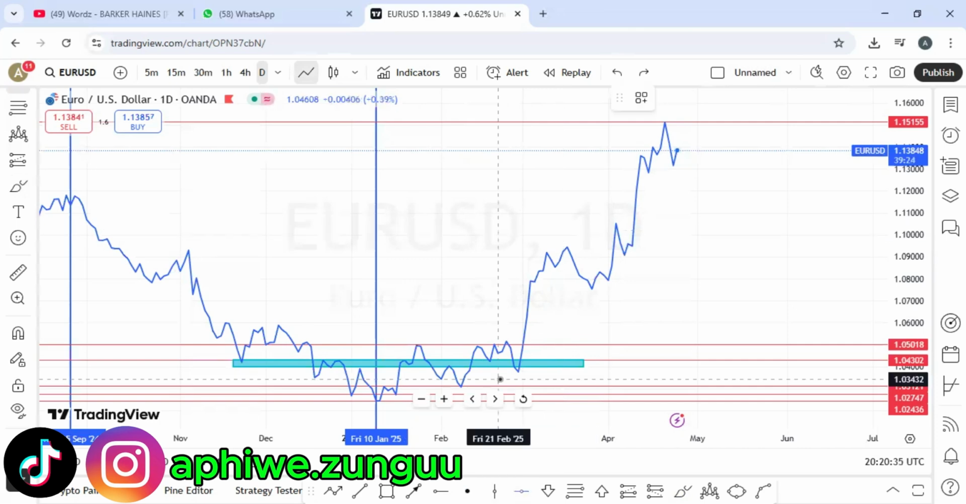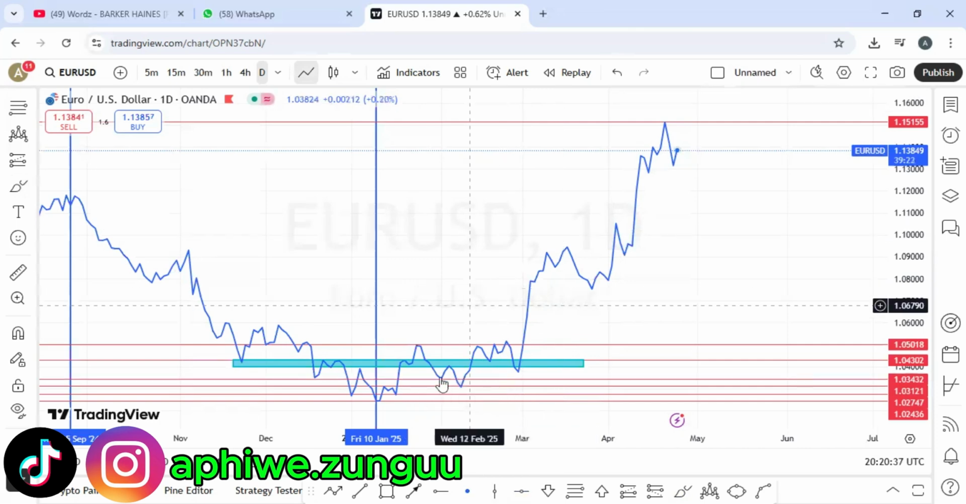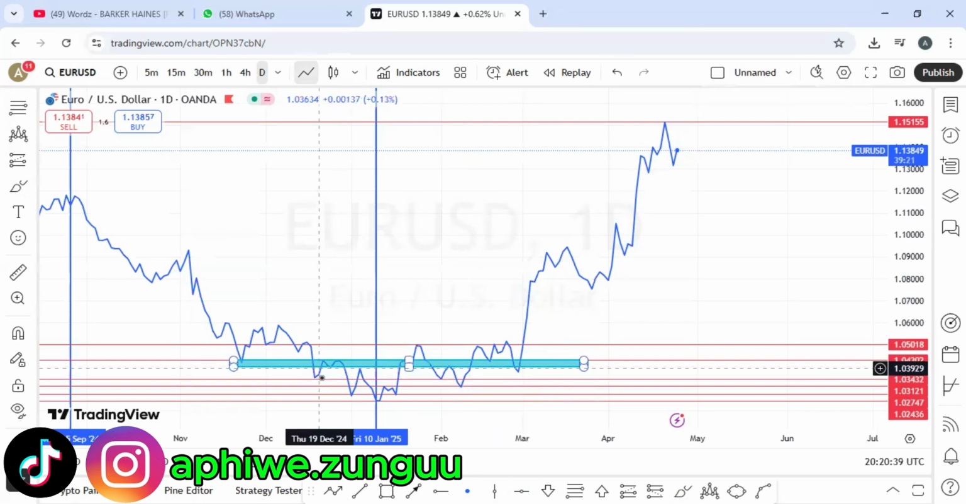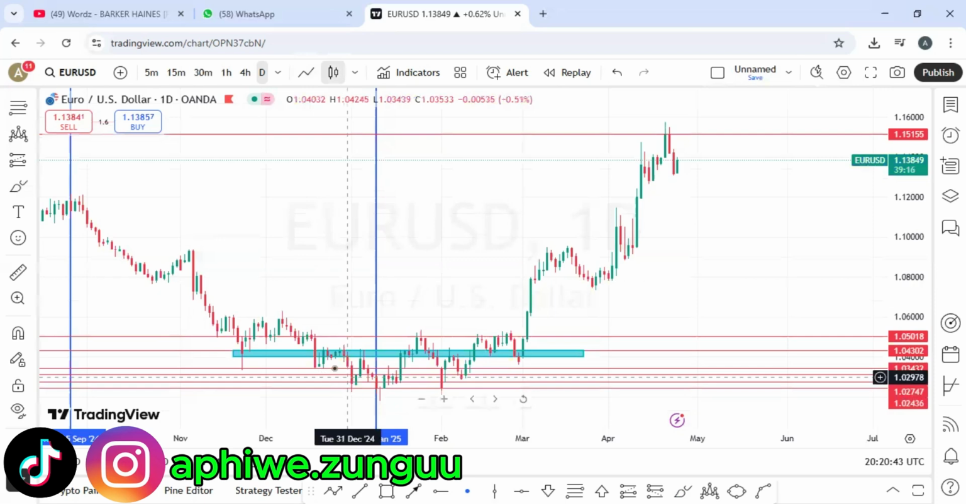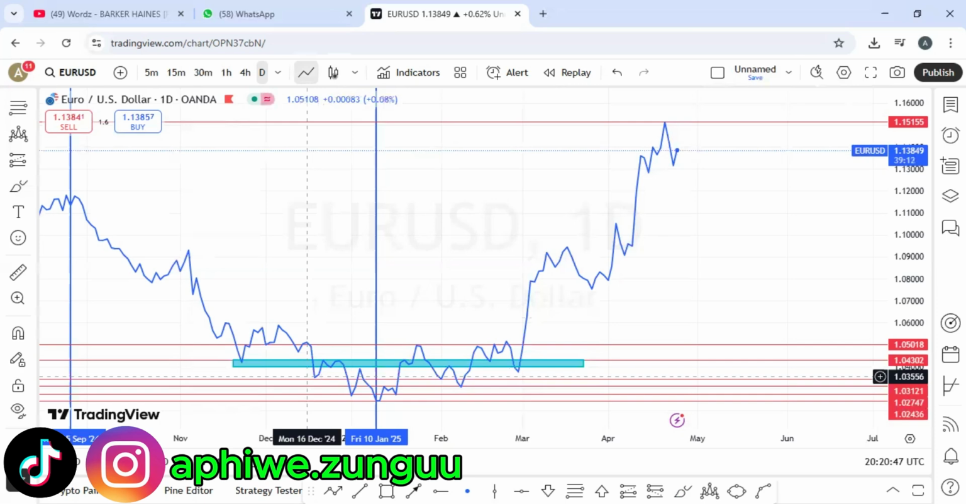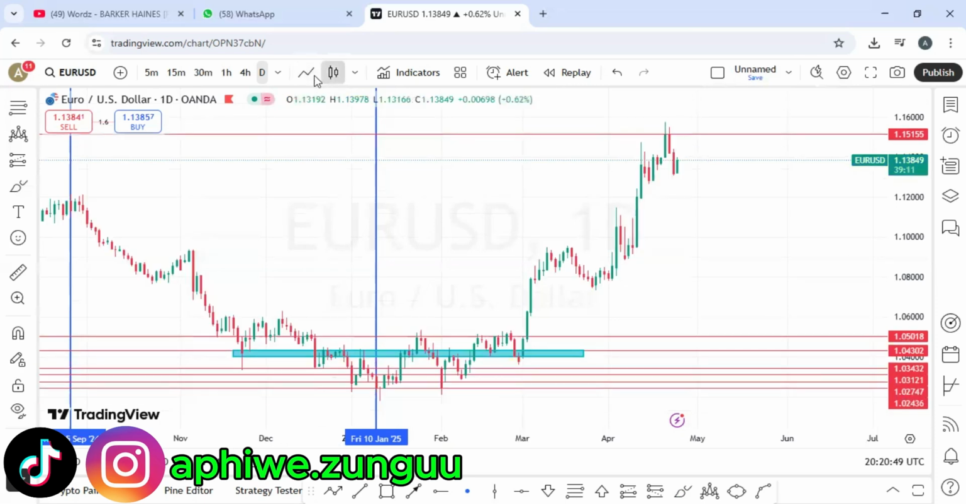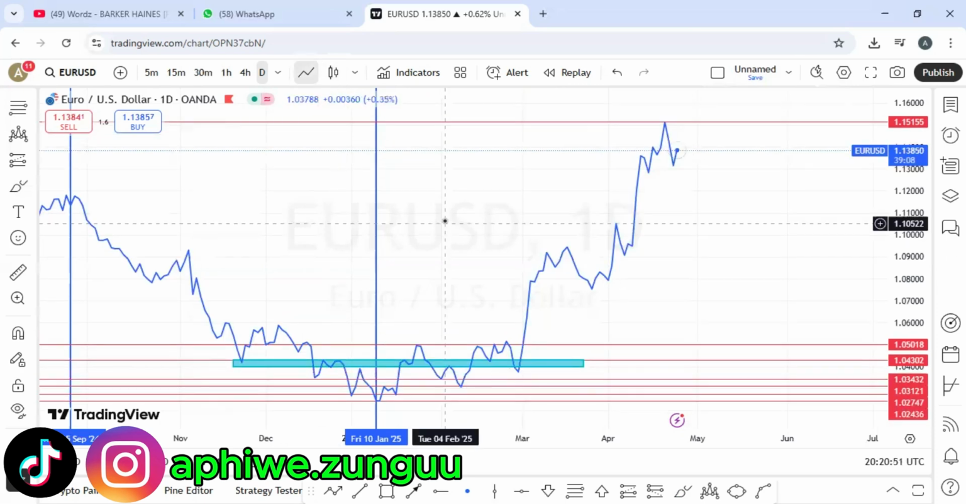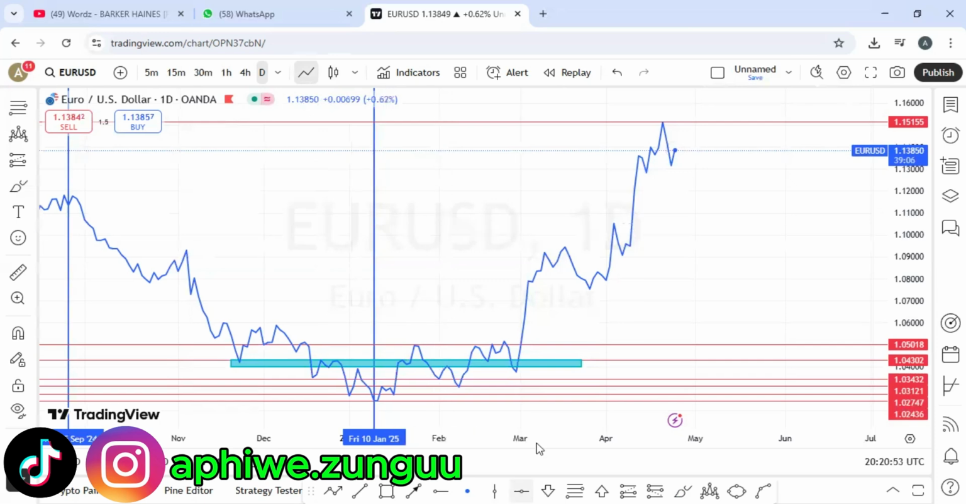So as you can see right here, we had a low right there, and in the past it kind of went there, but if I change to candlesticks, it's a clean touch. As you can see, a clean proper touch if we change to candlesticks, right? So let's continue with our analysis.